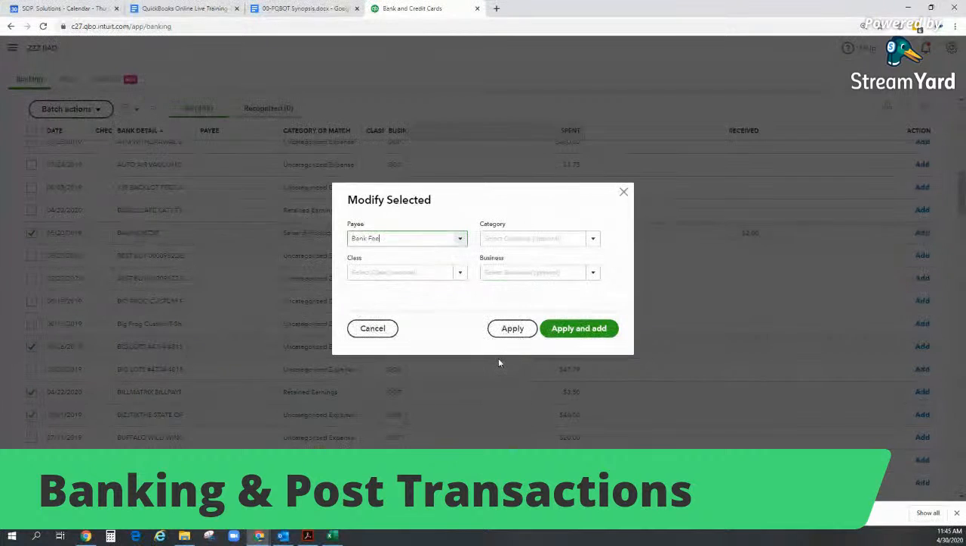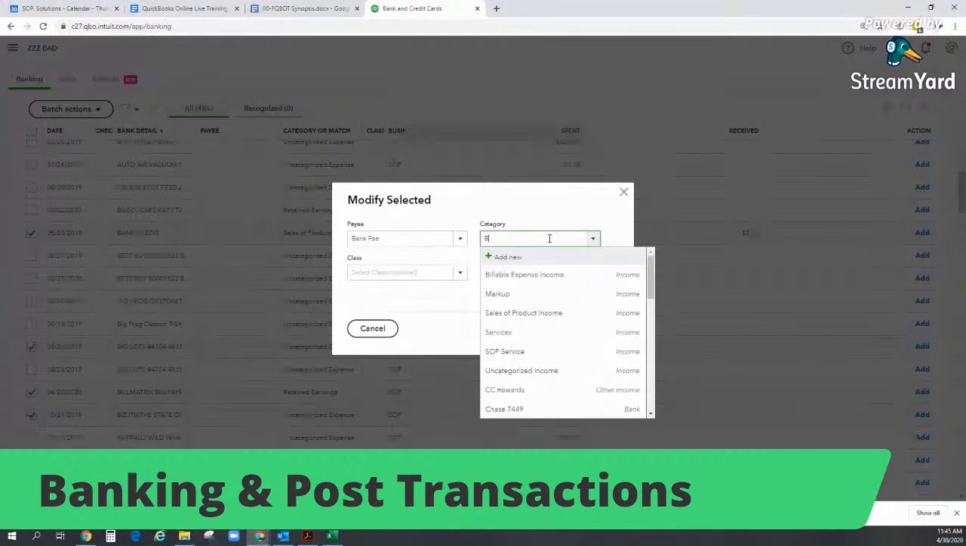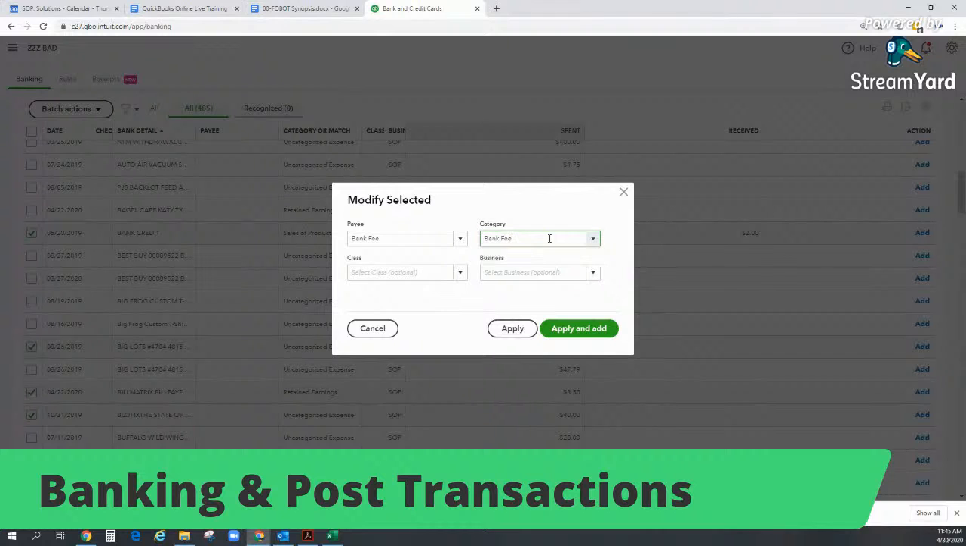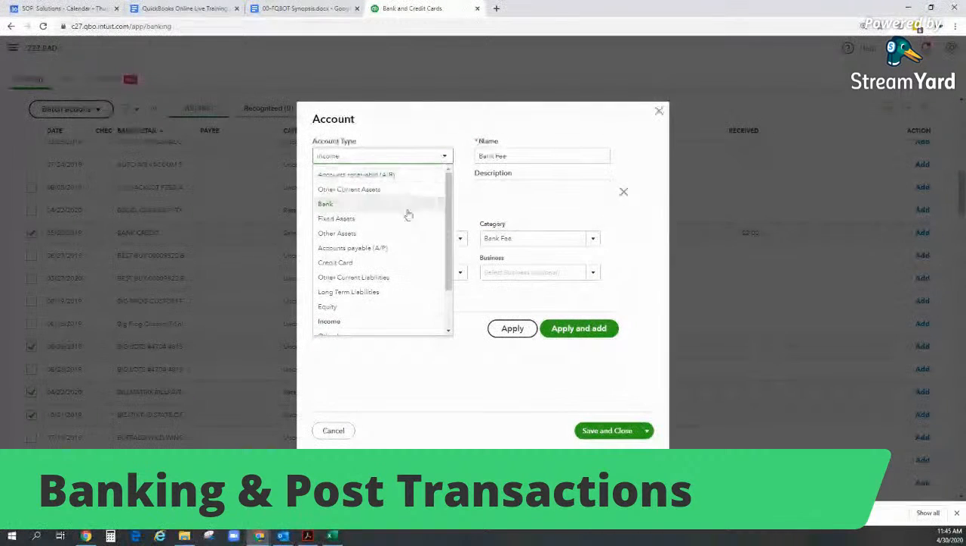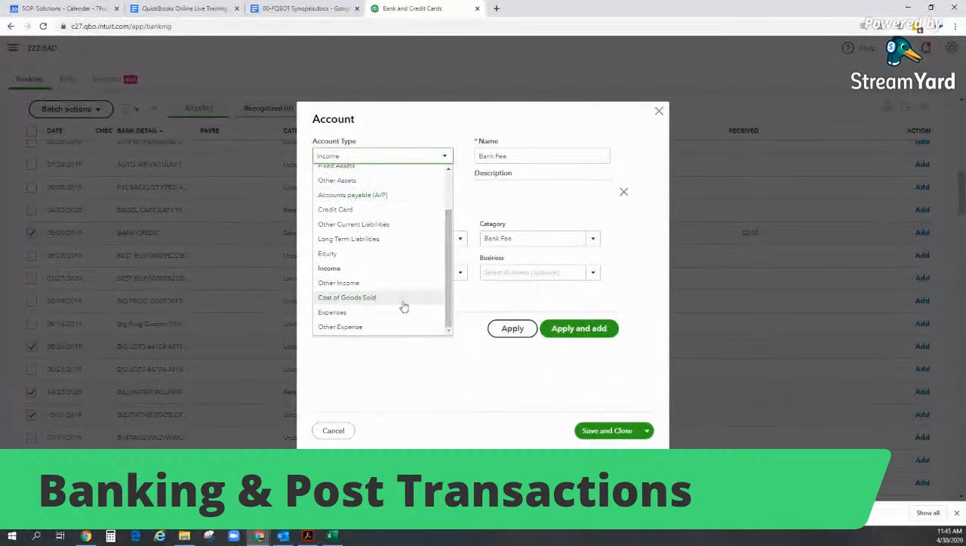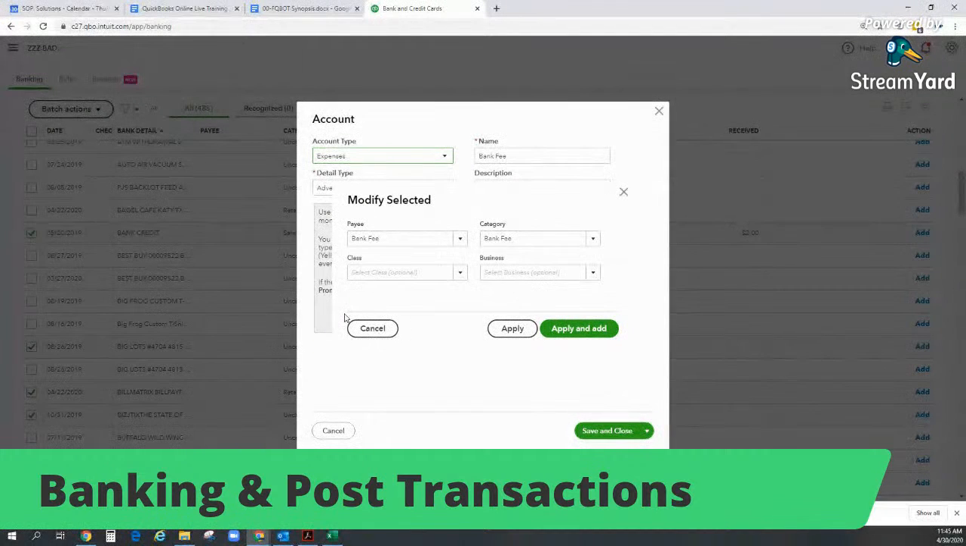I'm not setting up one for bill metrics, even though it shows up every month. I could, I'm not going to. My category is going to be a bank fee. Again, I can create this expense on the fly. I'm actually in modify my selected items, but it's allowing for me to do all of these things at the same time. Class.